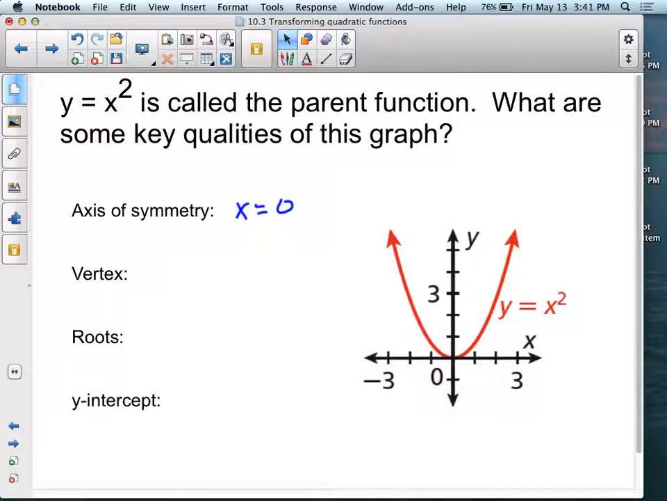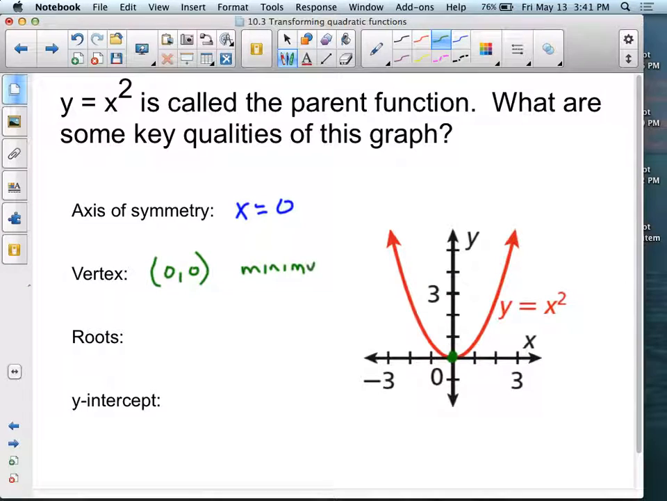The next thing we want to talk about is the vertex. The vertex is the turning point, the coordinates of its turning point. In this case, it's going to be at (0, 0). It also tells us if it's a maximum or a minimum value. In this case, the minimum value of the function is y equals 0. All the other y values are greater than 0.